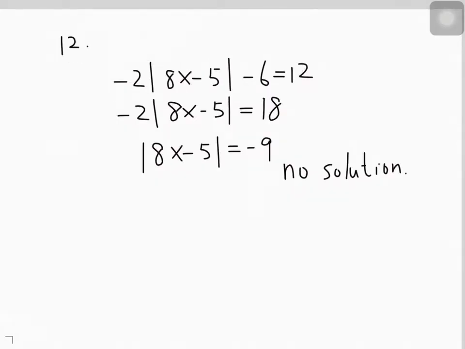Number 12. Negative 2 times the absolute value of 8x minus 5, minus 6 equals 12. So first, by adding 6 to both sides, I have negative 2 times the absolute value of 8x minus 5 equals 18. Divide both sides by negative 2. The absolute value of 8x minus 5 equals negative 9.